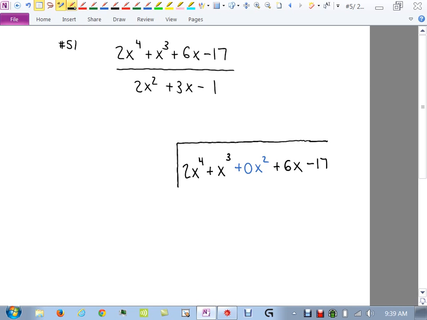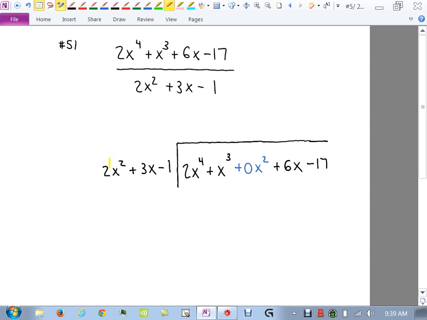Now on the outside, I put my divisor, make sure it's in descending order. And with the divisor, you don't have to worry about gaps. I didn't talk about this, but on your divisor out here, if it was missing one of those, you wouldn't have to put a 0 anything. That would be okay. Just on the numerator going into that division box.